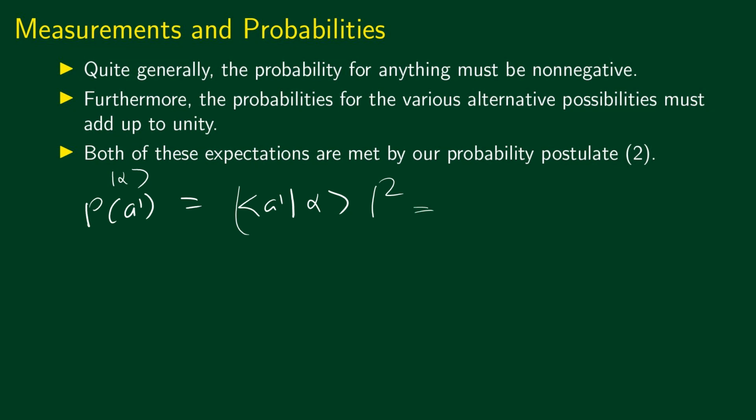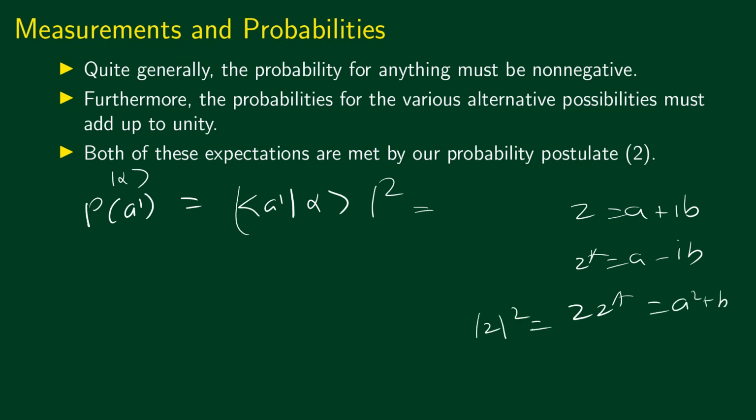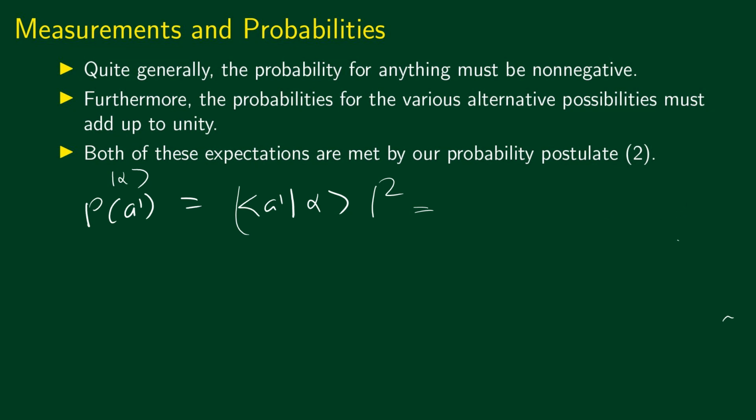So if z is equal to a plus ib, then z star is equal to a minus ib, and z star z, or modulus z square, is equal to a square plus b square. This is the sum of squares. So this is clearly positive. It cannot be negative, and we know that probabilities cannot be negative. So our postulate is consistent with this rule. Quite generally, the probability for anything must be non-negative, and this is met with our probability postulate.